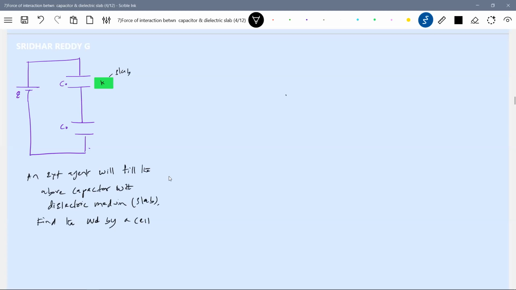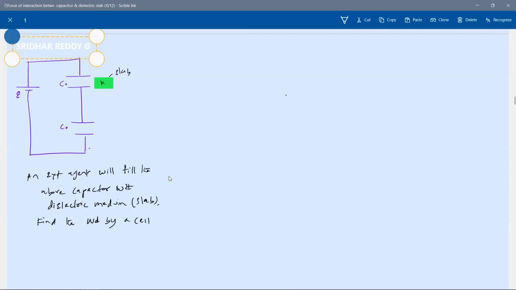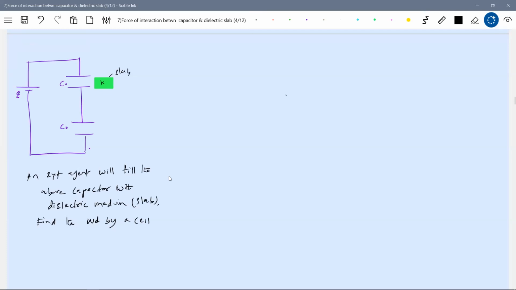What are the charges that are present? We'll remove this. Initially, what are the charges that are present? Initially, let it be Q naught, we'll take it. Q naught, minus Q naught, plus Q naught, minus Q naught. So what is the charge of the system?